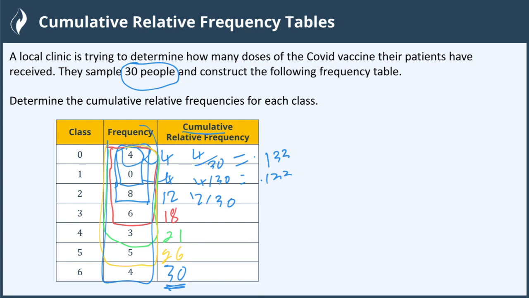All right, and then let's change the ink color to match here. Then we do 18 divided by 30, which is equal to 0.6. Oops, I forgot to do this, 0.4.